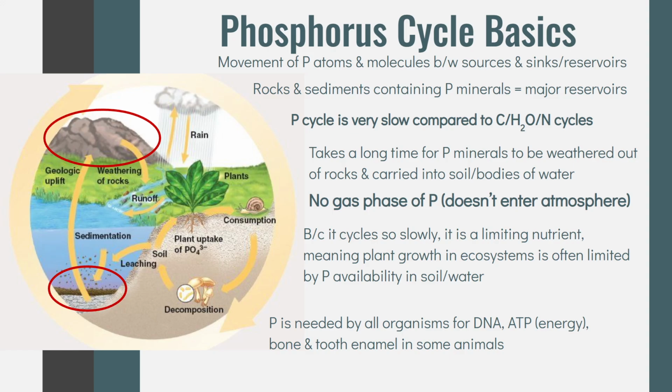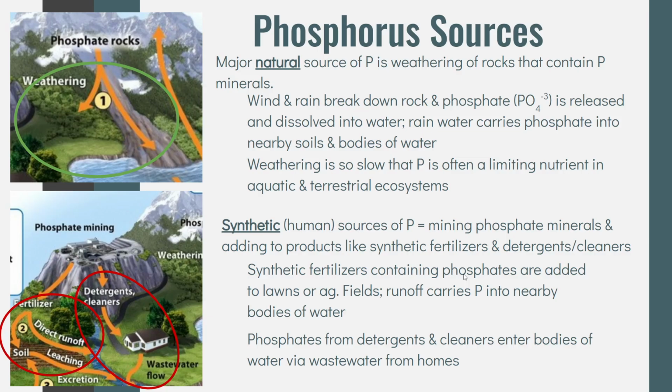Now, all organisms need phosphorus because it's a key element in ATP, which is an energy source for every living thing, in DNA, and for many animals, it's a source of strength for their bones and for the enamel in their teeth. There are both natural and synthetic sources of phosphorus.